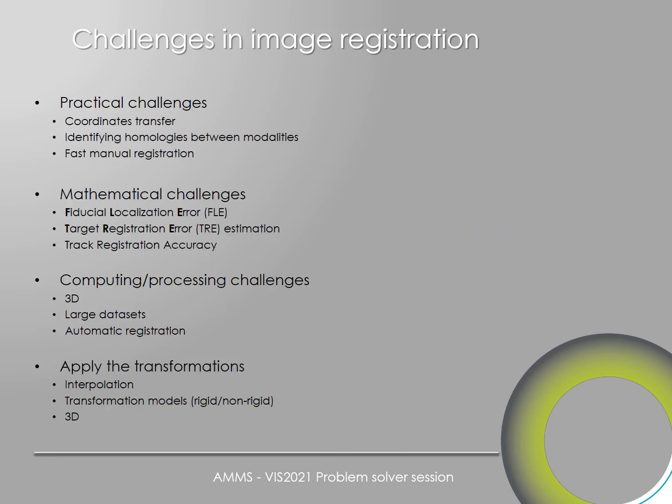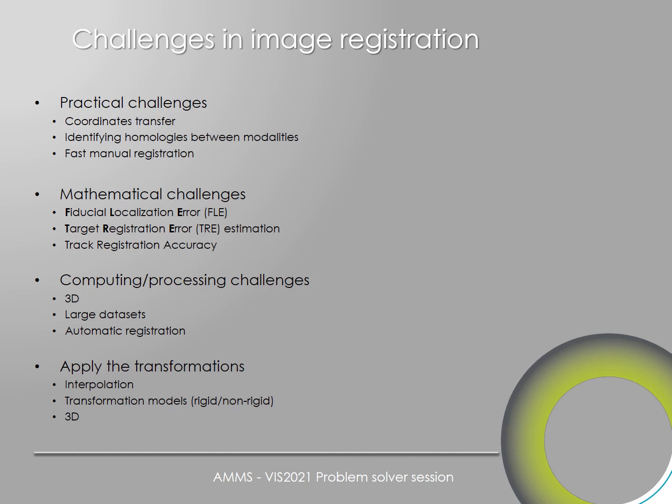So there are a few challenges in registering images. Some of them are practical, and you've heard about them already in the past few days, which is about finding back your samples. The coordinate transfer are a big challenge. But you also might want to identify homologies between modalities to be able to say, well, I'm looking at the same sample or not. And then sometimes you want to go quickly doing a manual registration to have rapid information and make sure that you're doing the secondary imaging on the right spot.